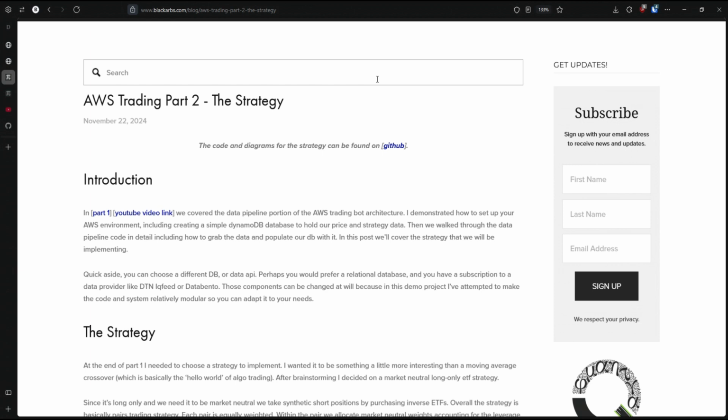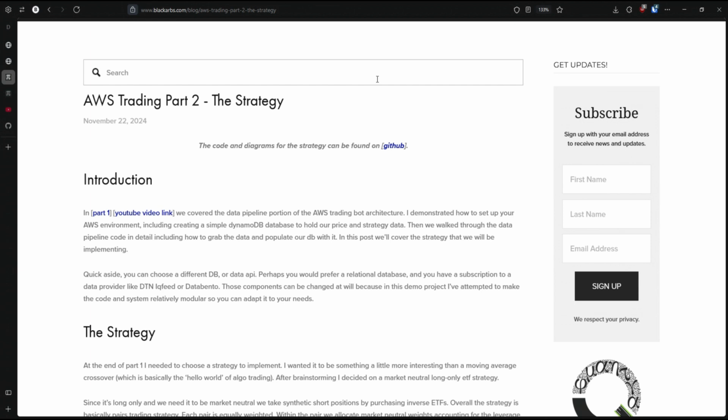So note in part one, we covered the data pipeline portion of the AWS trading bot architecture. I demonstrated how to set up the AWS environment, including creating a simple DynamoDB database, or collection of tables essentially, to hold our price and strategy data. Then we walked through the data pipeline code in detail. And at the end, I showed you how to get the data and populate the DB with it. In this post, we'll be covering the strategy that we're going to implement.